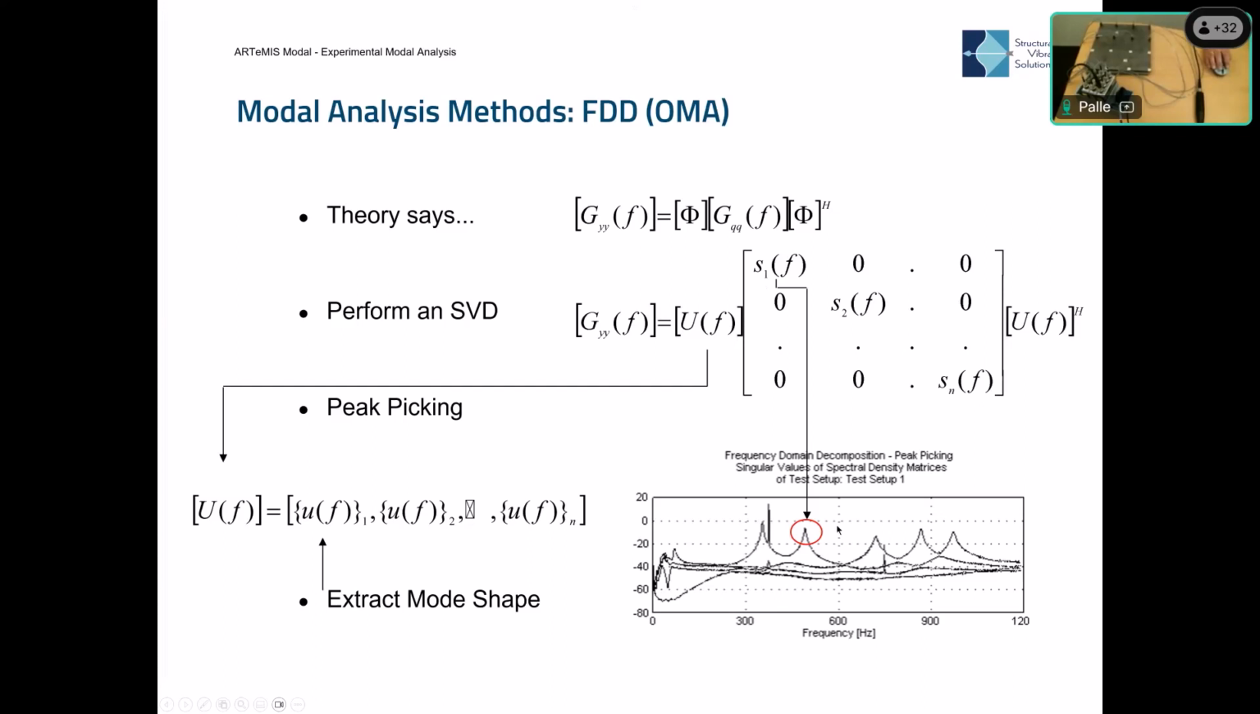It turns out that in the vicinity around the peaks, these singular values, the first one here, is a very, very good representation of the modal coordinate. And the left singular vector here is actually a good representation of the mode shape. So what we do is make a peak picking at the peaks of the modes, where they have the resonance frequencies. And then we extract the first singular value. Corresponding to this one, we then find the left singular vector, and this is a very nice estimate of the mode shape.